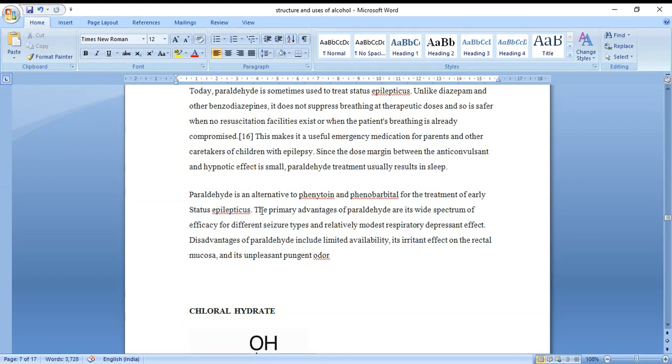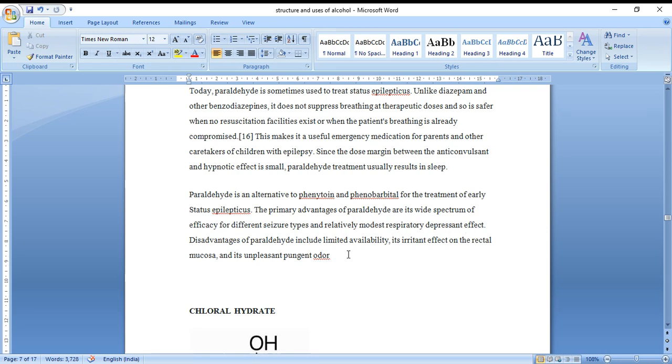These two drugs are also used to treat epilepsy. And the main advantage of paraldehyde is that it has a wide spectrum of efficacy for different seizure types. So this can be used for different seizures as well as for different people, like adults, young people as well as children. And it has little respiratory depressant effect, which is mostly seen in various anticonvulsant drugs.